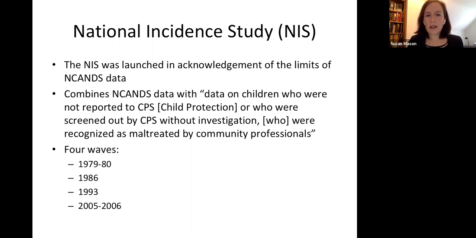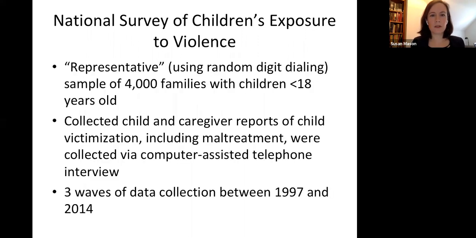The National Incidence Study was launched because there was an acknowledgement of the limits of these NCANDS data, but it's a bit strange. It combines NCANDS data with, quote, data on children who were not reported to CPS or who were screened out without investigation, who were recognized as maltreated by community professionals. No idea who those community professionals were, who suspected maltreatment but didn't report it. And unfortunately, there were only 4 waves, and the last one was 15 years ago, so this isn't useful to us.